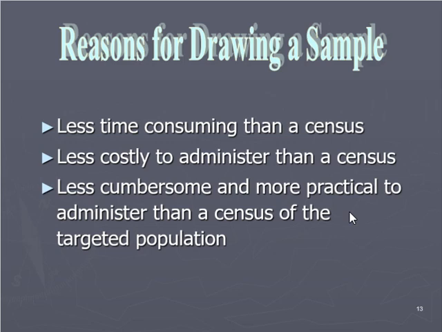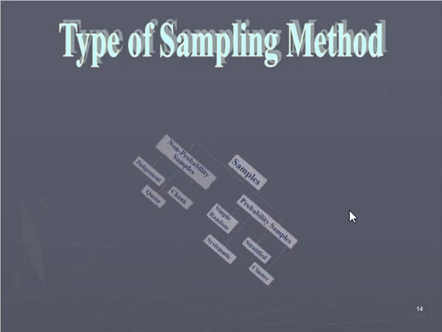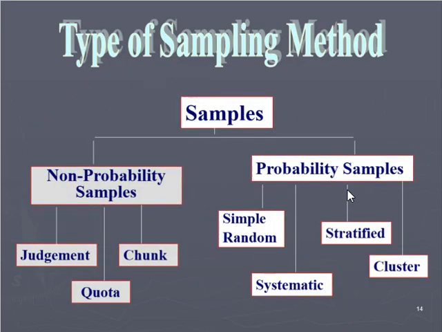Now, what are the types of sampling method? Actually, there are different types, but you can actually categorize them into two. You have the non-probability samples, which is not so popular in the field of research.